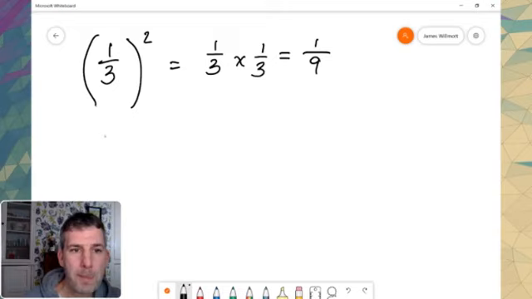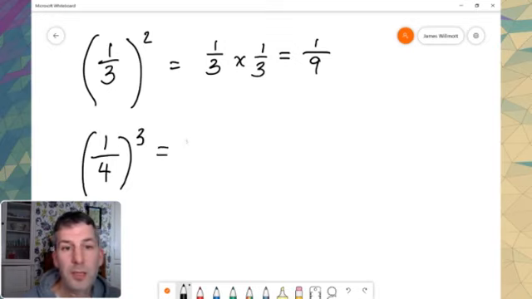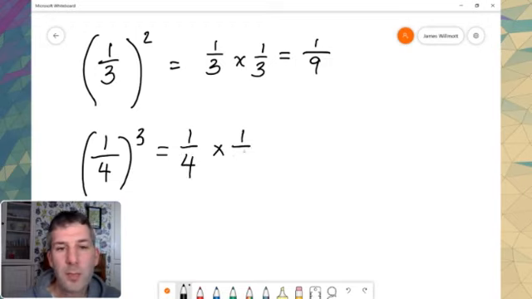Let's do a couple more examples. 1/4, let's say cubed, to the power of 3. Well, that just means a quarter multiplied by a quarter multiplied by a quarter. We've done it 3 times because it's to the power of 3.